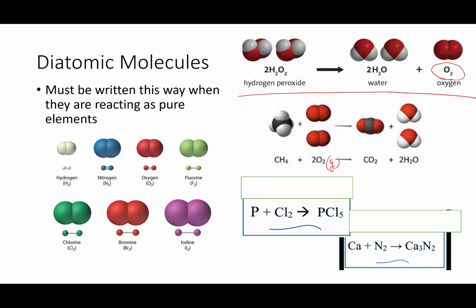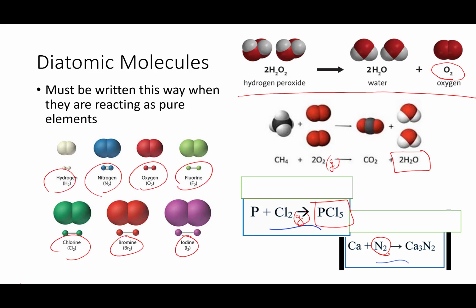When phosphorus reacts with chlorine, if it's reacting with pure chlorine, it's always Cl2, chlorine gas. Now, chlorine is not always Cl2 because when it's in a compound, it can be in a different organizational structure. Nitrogen is not always N2, but when it's by itself, it has to be in this diatomic structure if it's one of those dirty seven.